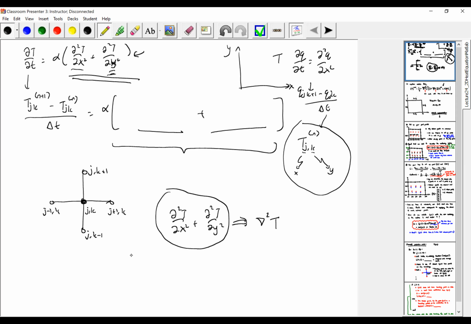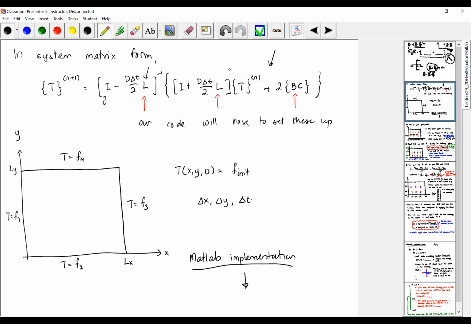For example, if you talk about the wave equation in 2 dimensions, you will have d²u/dx² plus d²u/dy². You can see the only thing that is different is actually the variable, but the spatial derivative is the same. So because of that, we can introduce a Laplacian matrix.